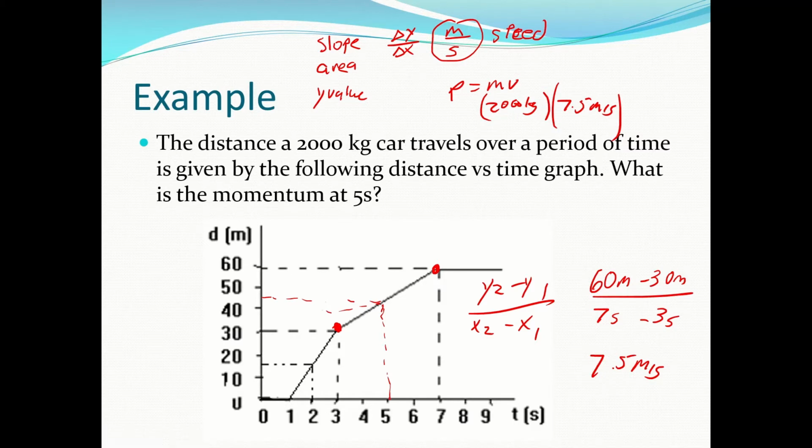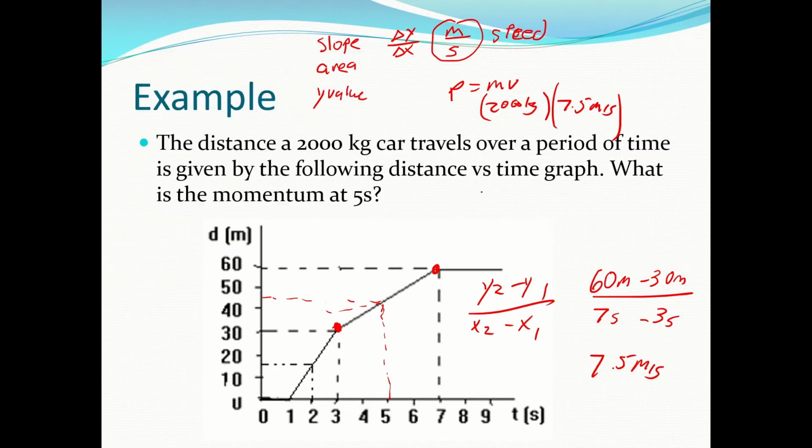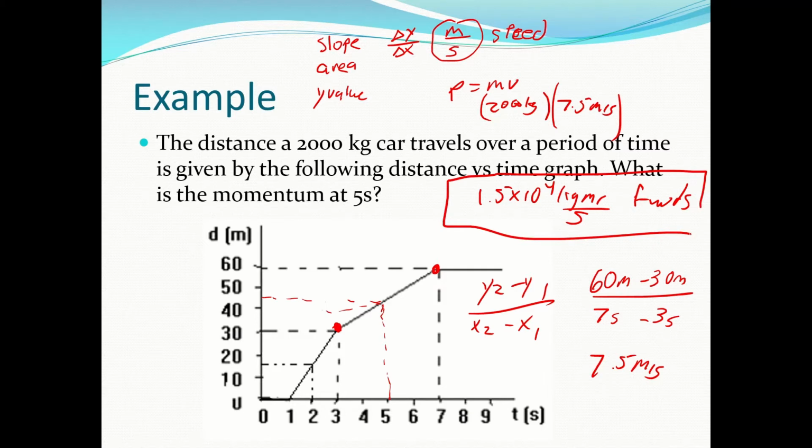And I would get 1.5 times 10 to the 4 kilograms meters per second. Right? And because I have a positive slope, we can say that it's moving forwards. Okay? It's a positive velocity, positive slope, moving forwards.